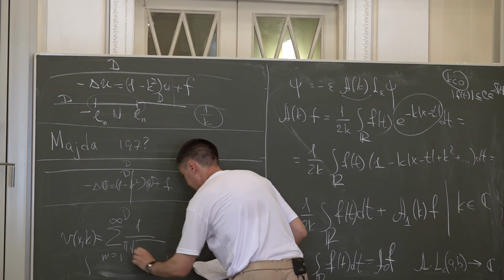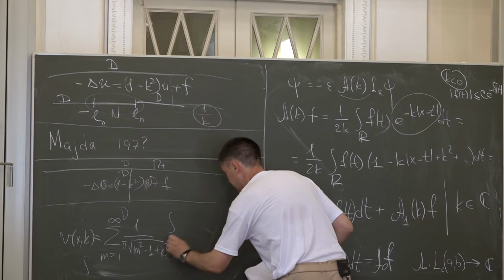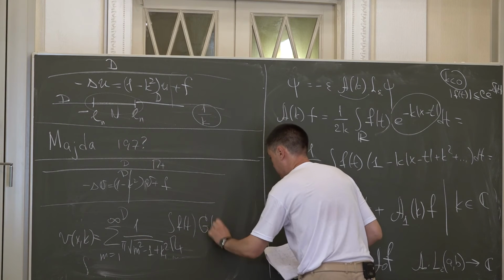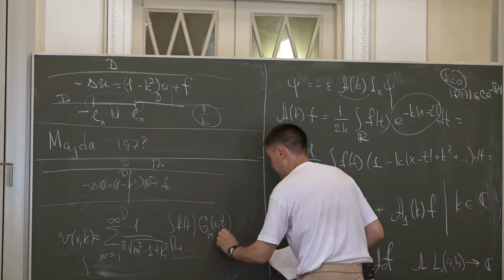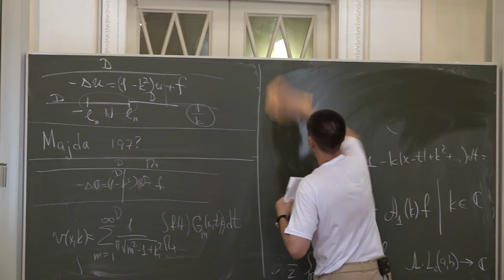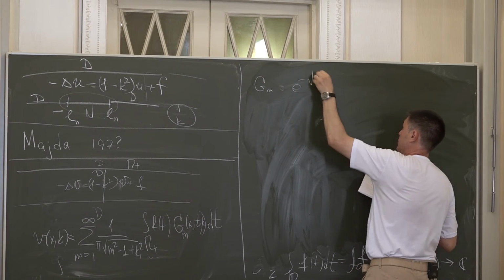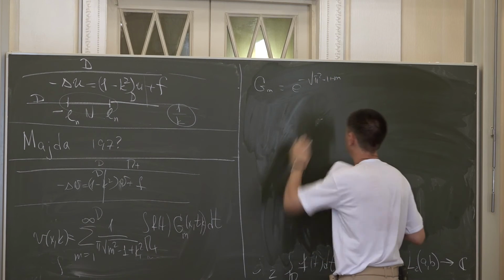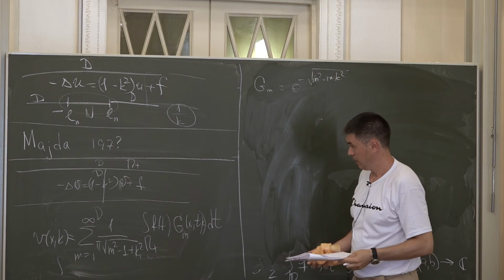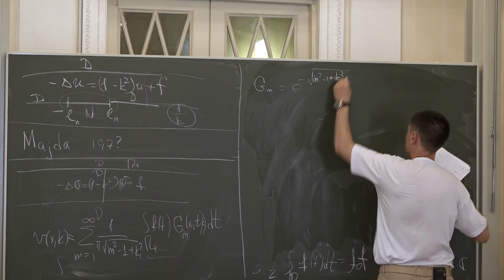Here I shall have like this. And if this is P plus, then I shall have here P plus, f of t, and here I should have some kernel which depends on m and on k, and this kernel is written explicitly. Separation of variables is simple. Now I will write out the kernels. It's just a separation of variables.